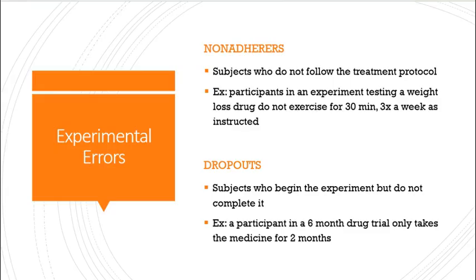Okay, and then dropouts are people who begin the experiment but don't complete it. So let's say we had a 6-month trial and the person only took the medicine for 2 months. Okay, now my treatment group is smaller, my data is messed up. This could also indicate maybe that the medicine isn't worth it. If they stop taking the medicine because of the side effects, then it doesn't really matter how effective it is if people can't take it because they can't stand the side effects.